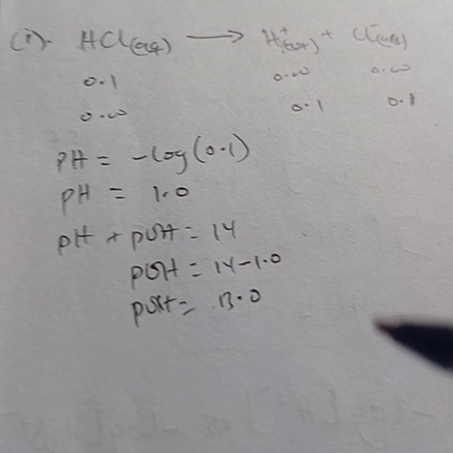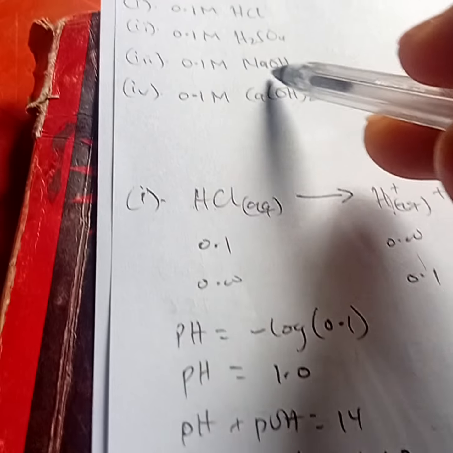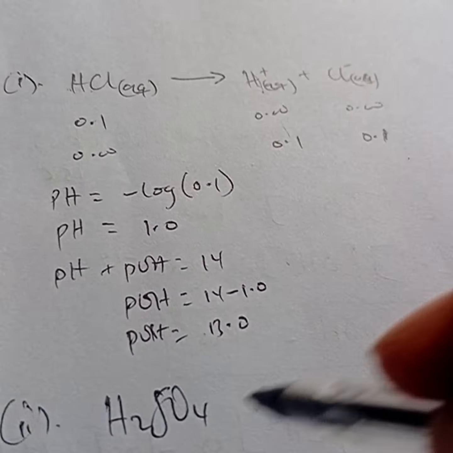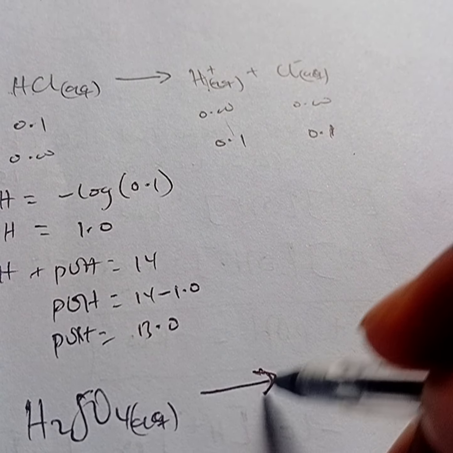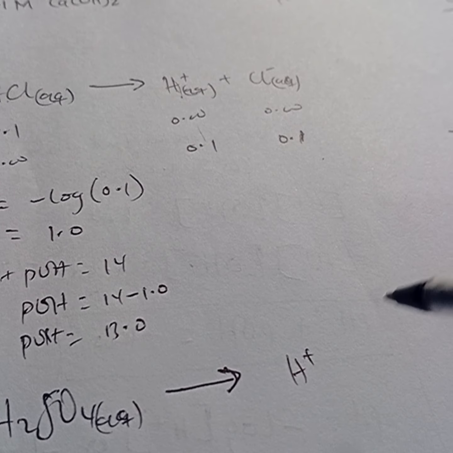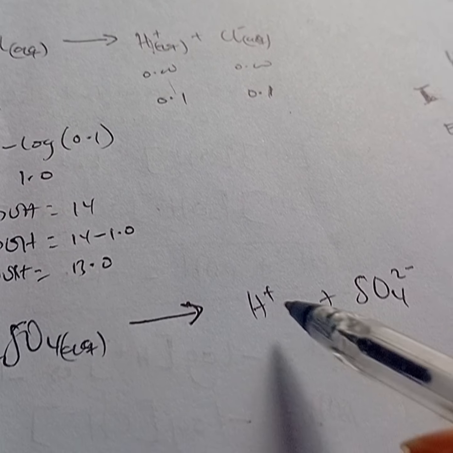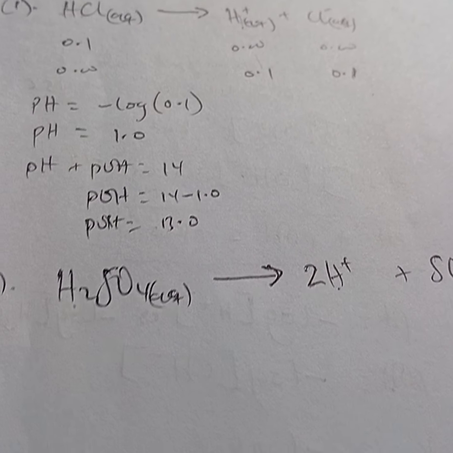Alright, so now let's calculate for the second one, 0.1 molar H2SO4, for the pH and pOH. So we have H2SO4 aqueous, complete ionization because it is a strong acid, giving H+ and SO4 2-. Now we can see that I have one hydrogen here and two hydrogens on the other side, so we must balance and put 2 here. Good.